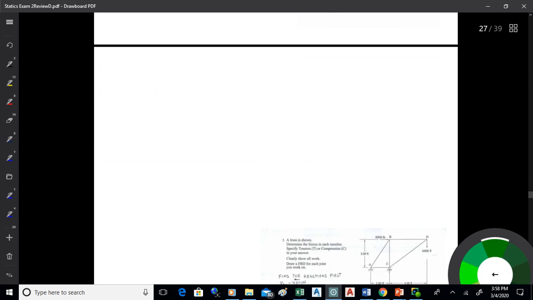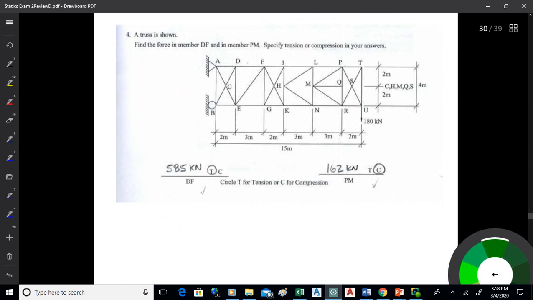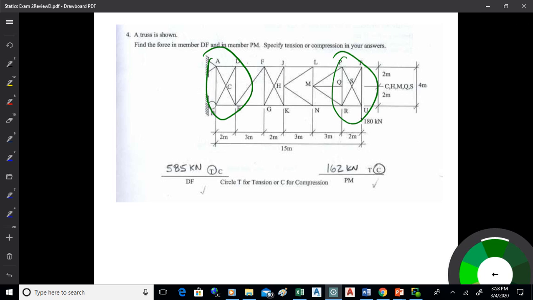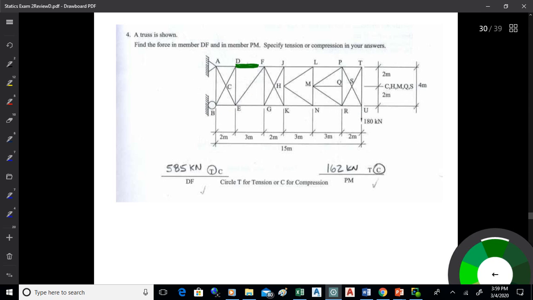Okay. Last one. A lot going on there, obviously. What I'm doing there is testing method of sections on this. When I put these panels in here with X's, you can't get through those with joints. You just can't solve them. There are too many unknowns. So when you see something like that, you have to use sections. What I'm asking you for is to find DF. That's that one. And then I'm also asking you to find PM.